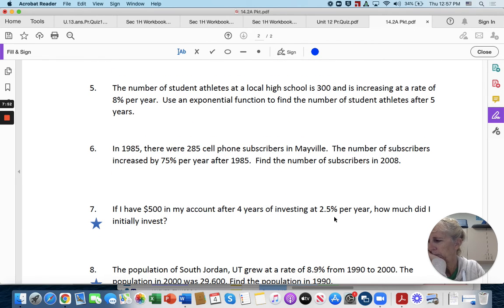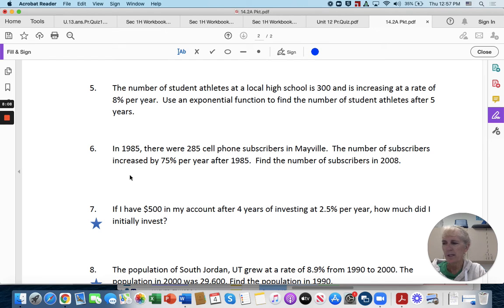Okay, so I thought maybe we could do one other problem. Let's see, should we do cell phone subscribers? In 1985, there were 285 cell phone subscribers. They increased by 75% per year after 1985. Find the number of subscribers in 2008.